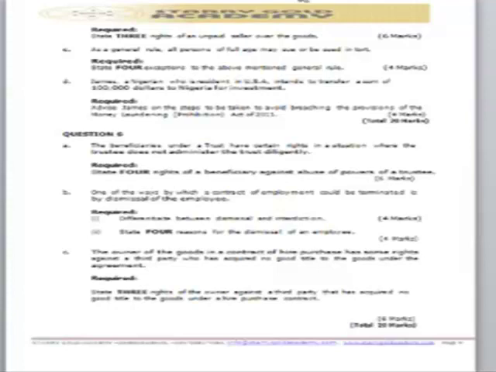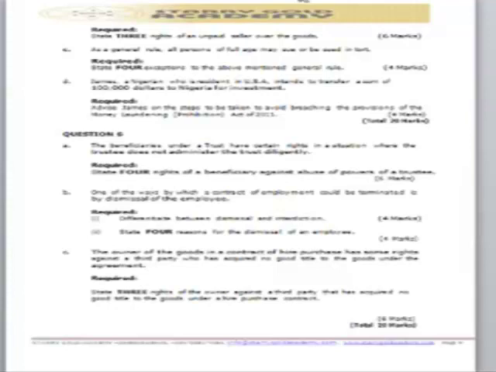All right, let's look at question number 6. It says, the beneficiary under a trust has certain rights in a situation where the trustee does not administer the trust diligently. Required: state the rights of a beneficiary against abuse of power by a trustee. State the rights of a beneficiary. This one also has to do with state.